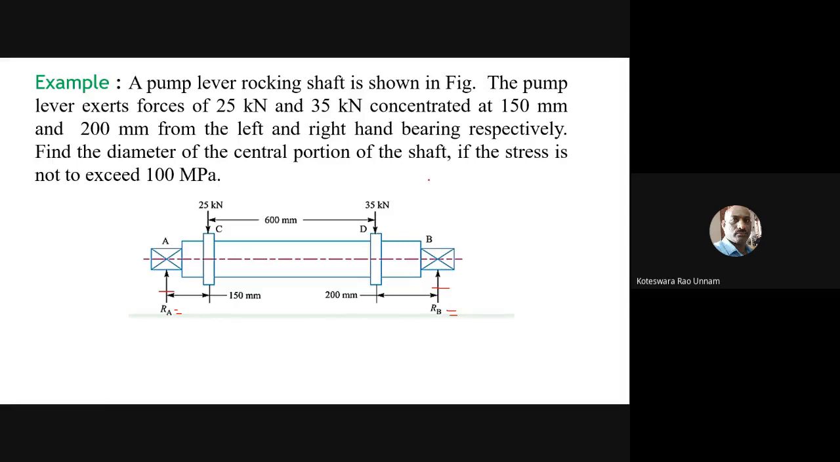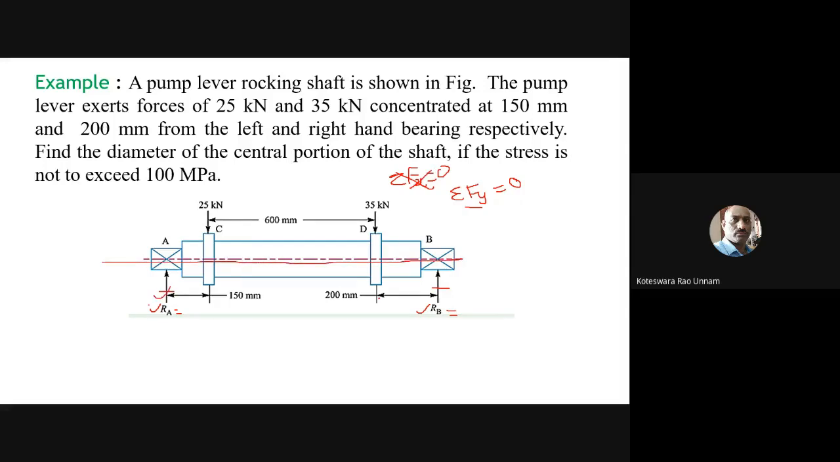One is you need to apply the equilibrium equations. In order to calculate RA and RB, you need to apply the equilibrium equations. What are those? Force equilibrium, that is sigma Fy equal to 0. That means the algebraic sum of the forces acting in the vertical direction is 0. Why do I consider only Fy? Because there are no forces acting in the horizontal direction. That's why I am not considering sigma Fx equal to 0. If horizontal forces were also there, I would consider that equation too, but in this case there is no force acting in the horizontal direction.